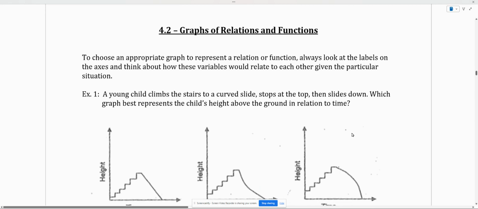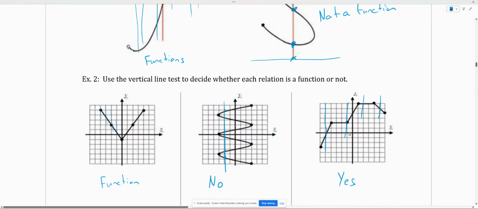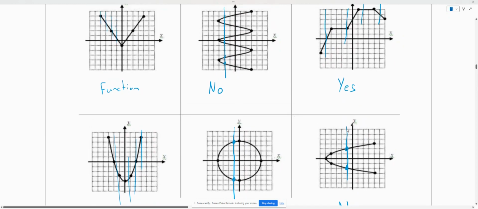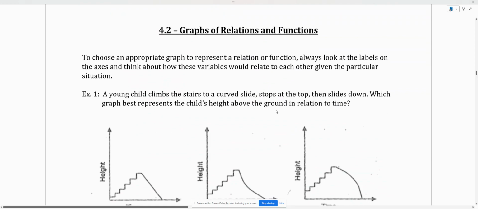Just recall that we're going to be using our vertical line test that we did last time, just holding our pencil or drawing a vertical line through graphs. Every one of these is a relation, as x relates to y, an input to an output. But if the vertical line passes two or more points on that graph, then it is not a function. Okay, so let's get right into it.